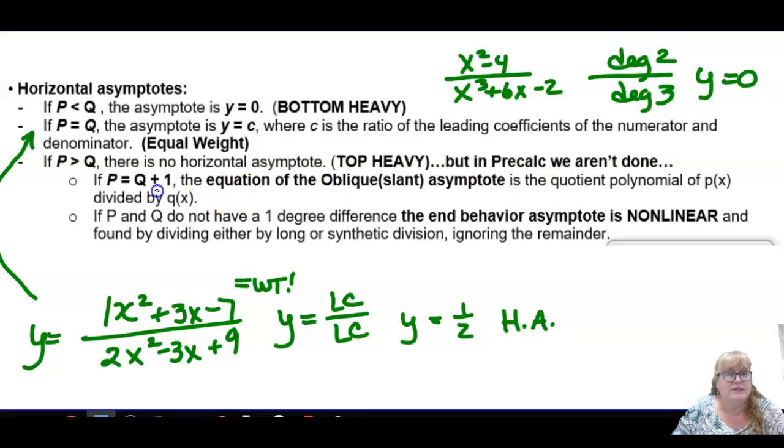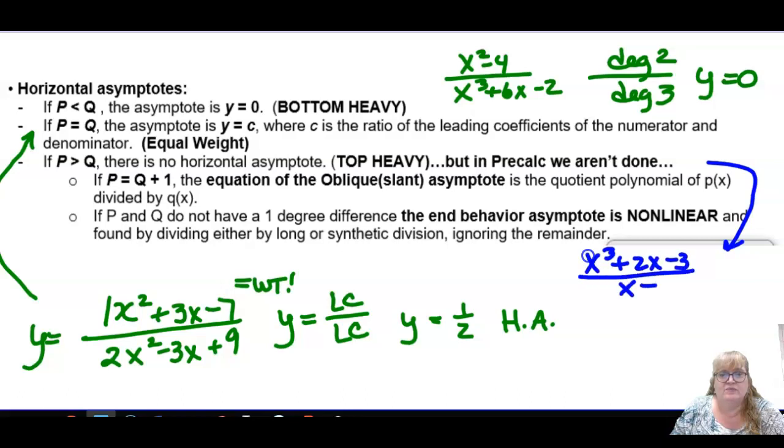Now, the third possibility is that it is top-heavy. So for top-heavy, let me do that one in blue here. If you had an x cubed plus 2x minus 3 over an x minus 1, that's top-heavy, okay? But in Algebra 2, you may have learned that top-heavy meant it had no horizontal asymptote. Well, it doesn't, but instead it has either a slant asymptote or some kind of other end behavior equation that's nonlinear.